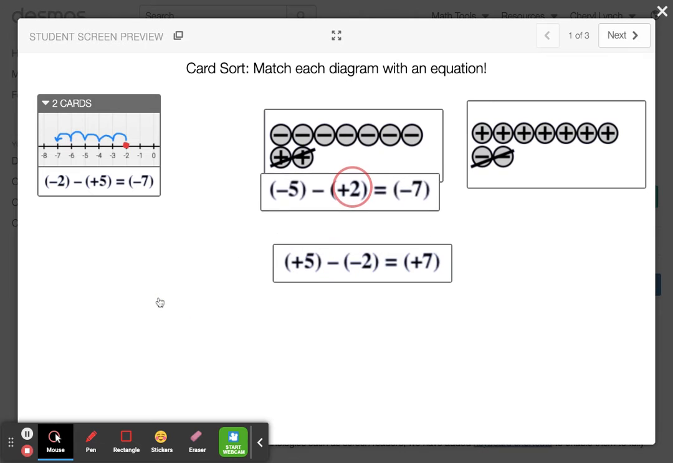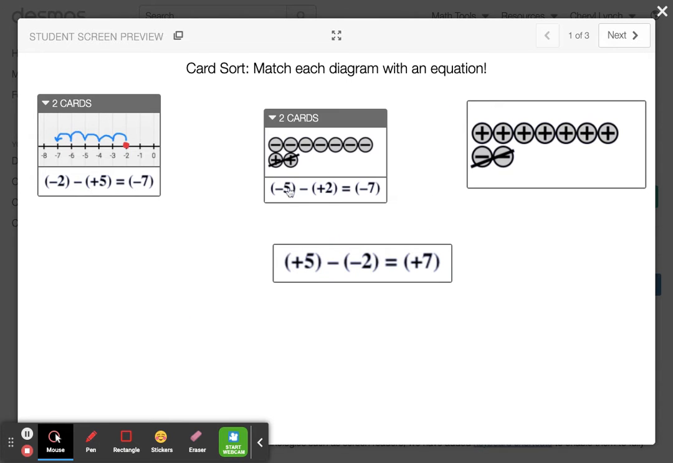Okay, so we started with a total of -5 because we have those 2 zeros, and then we took away 2 positives. That's why we needed them there. So we can take away 2 positives, and we end up with 7 negatives.